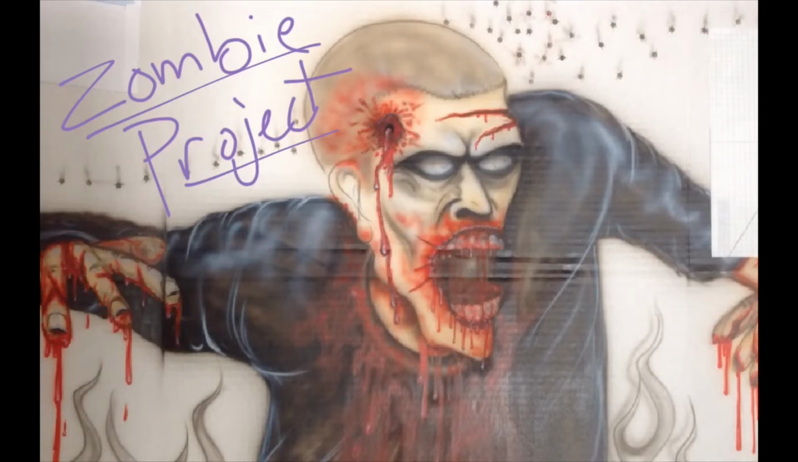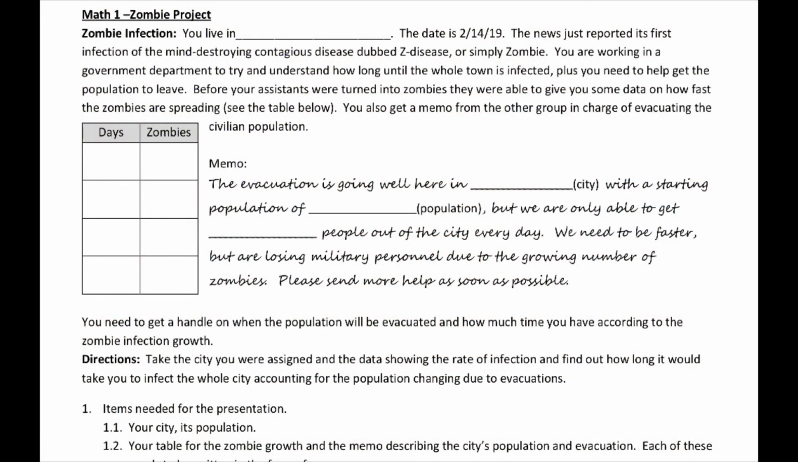Alright, so now let's get going on the best project of the year, the zombie project. Alright guys, so here is the zombie project. So, just a little explanation and then an example on how to do the project.